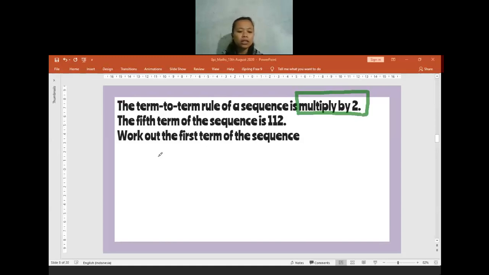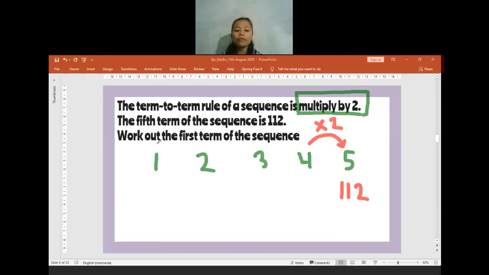So maybe I will just write 1 for the first term, then the second term, the third term, and then the fourth term, and this is number 5 for the fifth term. So now let us put in the number. The number is 112. This is 112, and then if I go to the next term, I need to multiply it by 2.